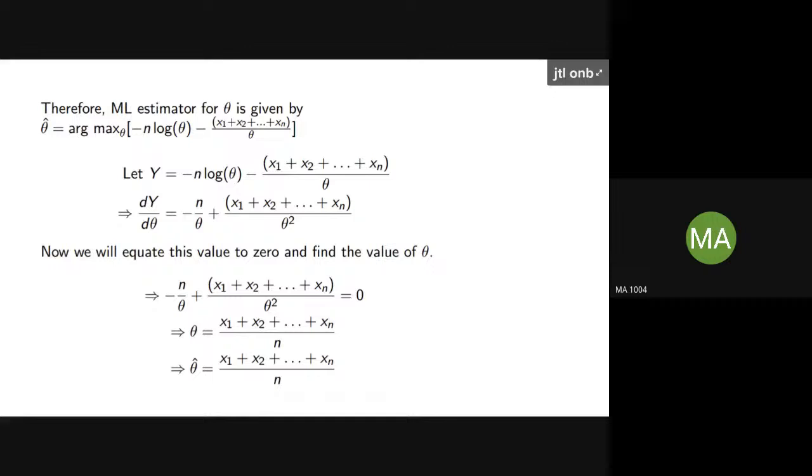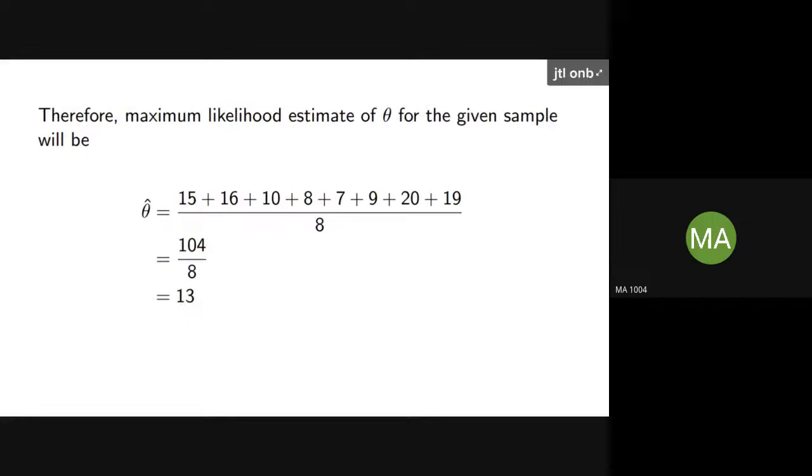So the best ML estimator is basically the sample mean. What you have to do is just compute the sample mean. There are 8 samples given to us: 15, 16, 10, 8, 7, 9, 20 and 19. You just add them, you will get 104, divided by 8, you will get 30. So the best estimate for theta is 30. This is how you have to solve the maximum likelihood estimate.